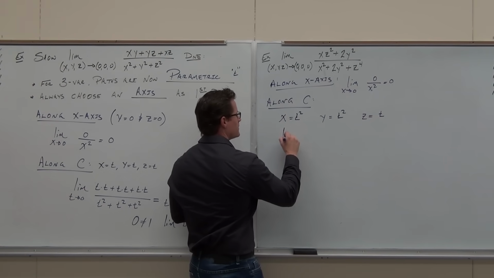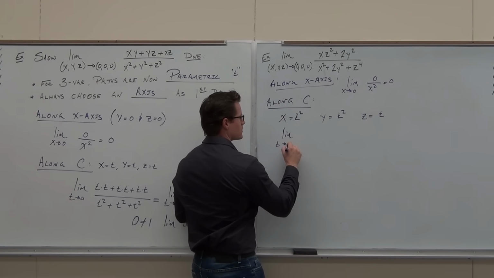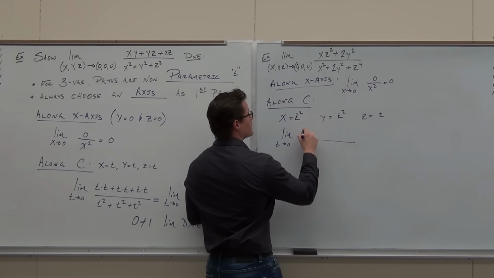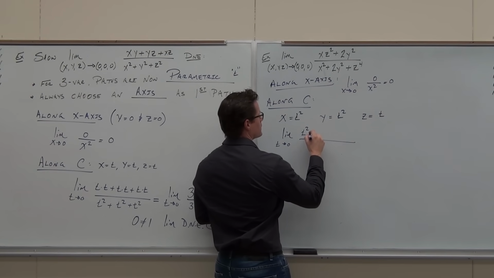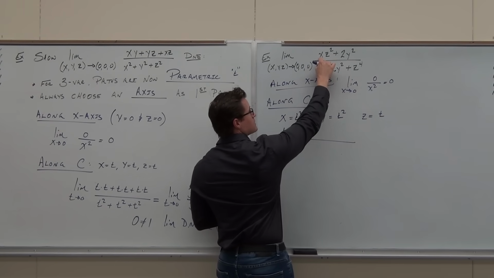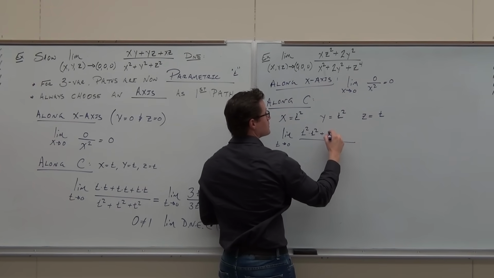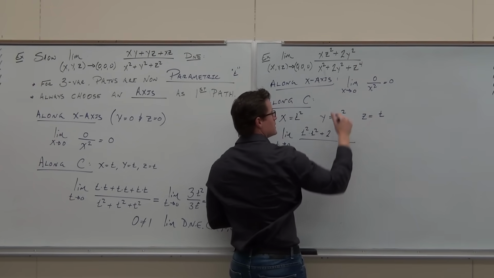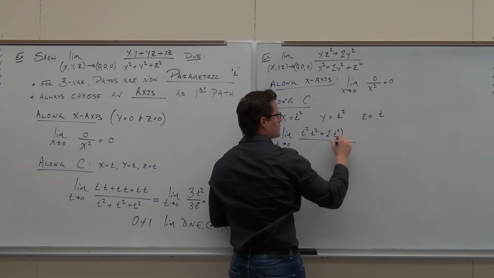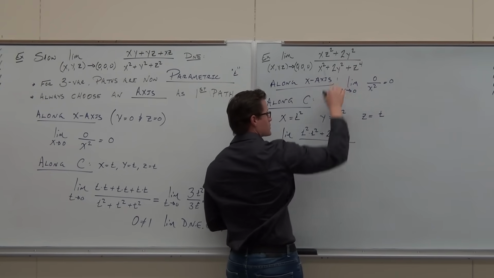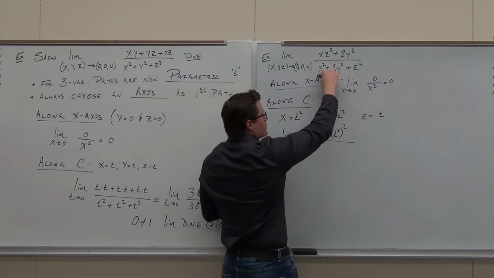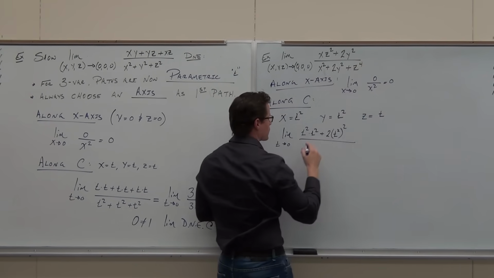If we do that, the limit changes to t approaching 0 for sure. And we get t squared times, notice that x is t squared, z is t, so t squared plus 2 times, oh hey, t squared squared, because that's y squared. Then we have t squared squared, t squared squared, and t to the fourth.